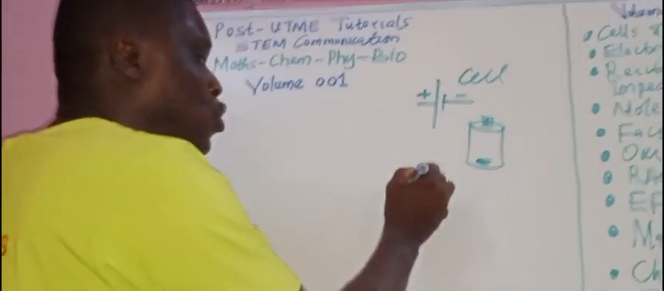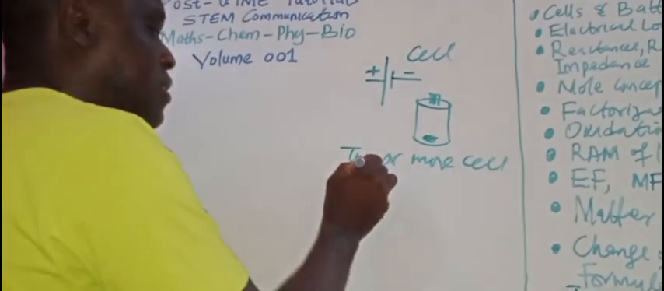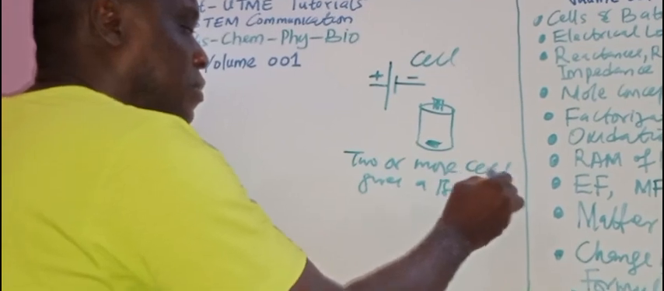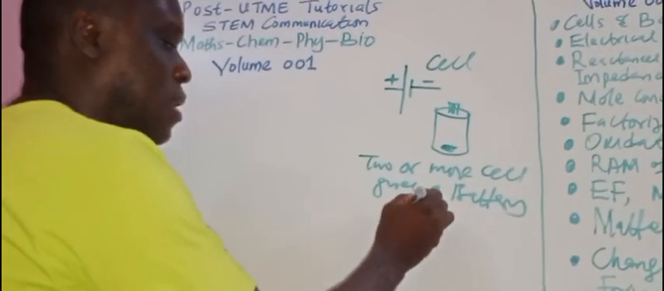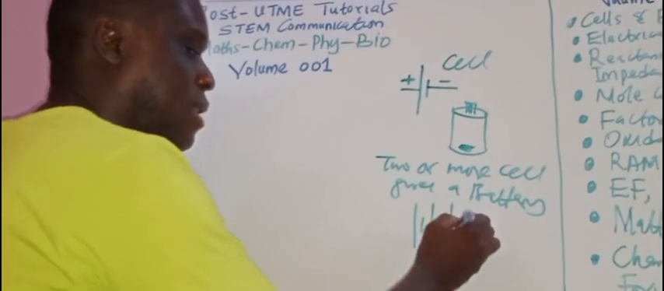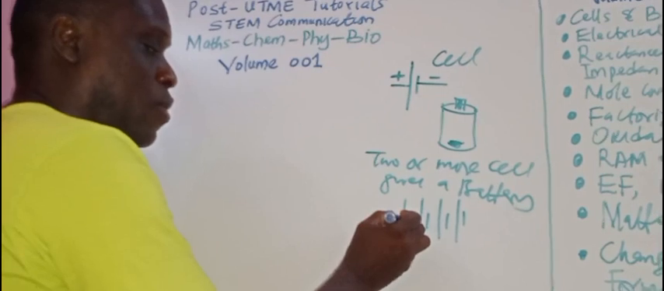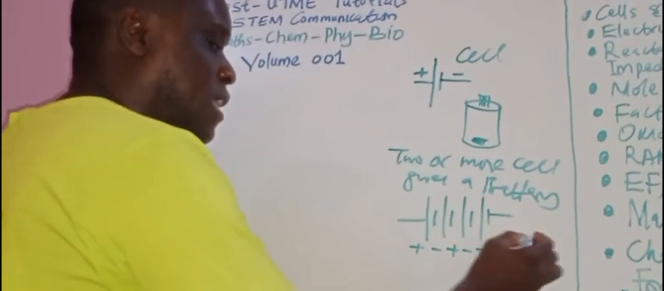Now, two or more cells give a battery. So I can have this one cell, another cell, another cell, another cell. How many cells is this? Four. I have four cells. If you look at this, they are connected in series: positive, negative, positive, negative, positive, negative.